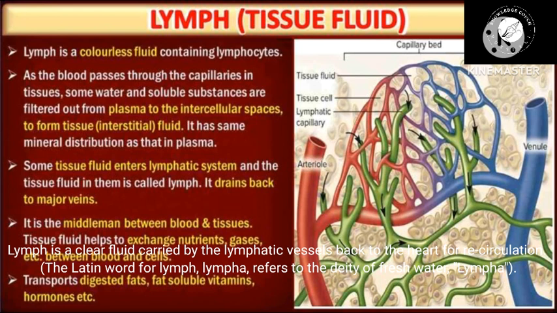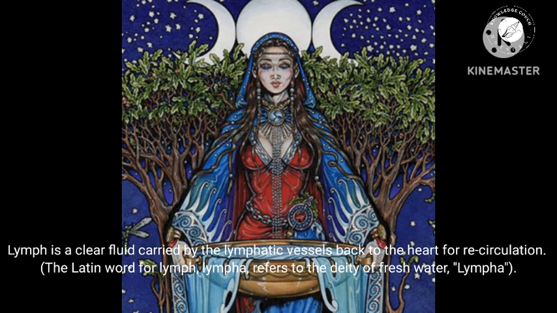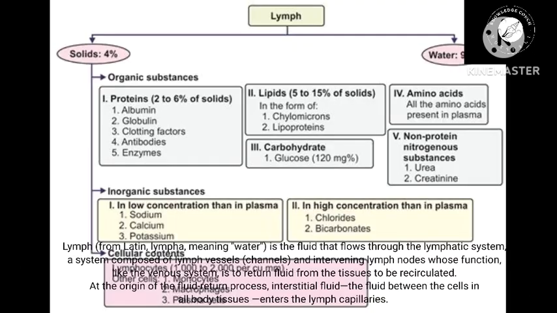The Latin word for lymph, lympha, refers to the deity of fresh water. Lymph, from Latin lympha, meaning water, is the fluid that flows through the lymphatic system, a system composed of lymph vessels, channels, and intervening lymph nodes whose function, like the venous system, is to return fluid from the tissues to be recirculated. At the origin of the fluid return process, interstitial fluid, the fluid between the cells in all body tissues, enters the lymph capillaries.